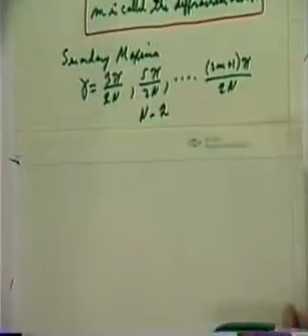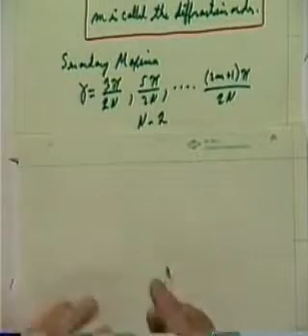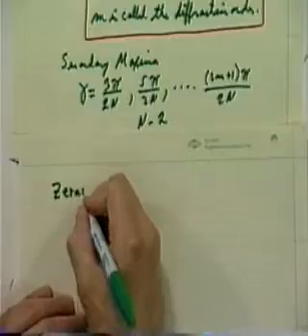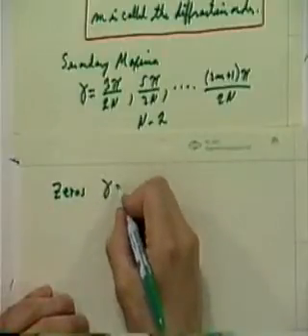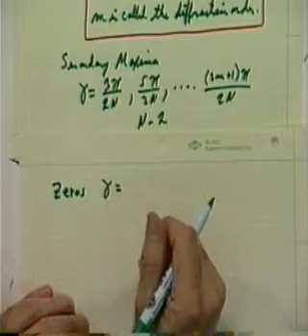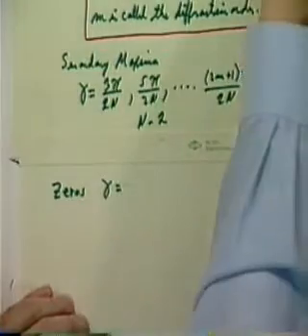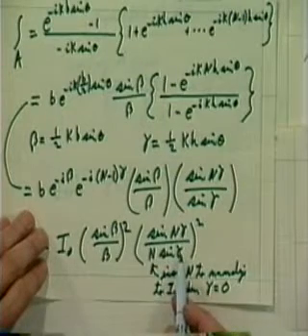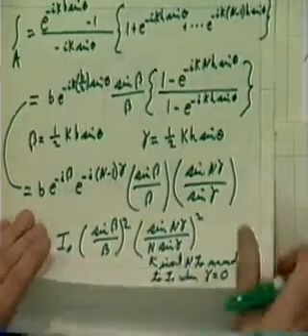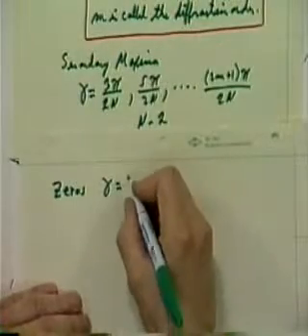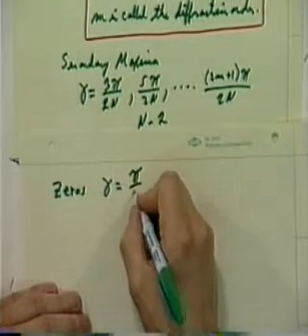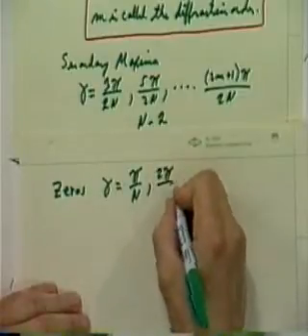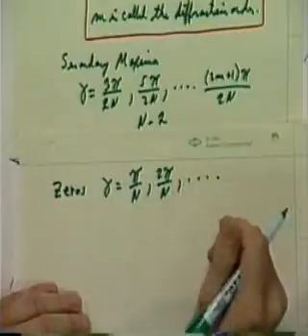The next thing we want to mention here are the zeros. And the zeros are going to occur when the sine of n gamma is equal to 0, but the sine of gamma is not equal to 0. And so that will occur at pi over n, where n is the number of slits, 2 pi over n, and so on.